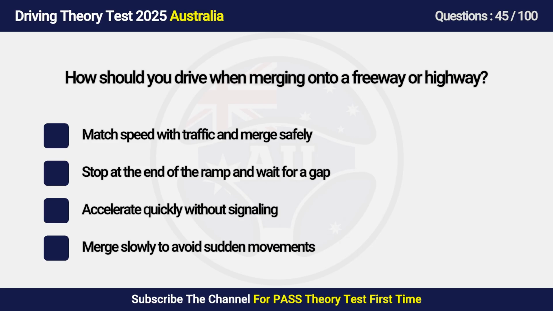A. Match speed with traffic and merge safely. B. Stop at the end of the ramp and wait for a gap. C. Accelerate quickly without signaling. D. Merge slowly to avoid sudden movements.